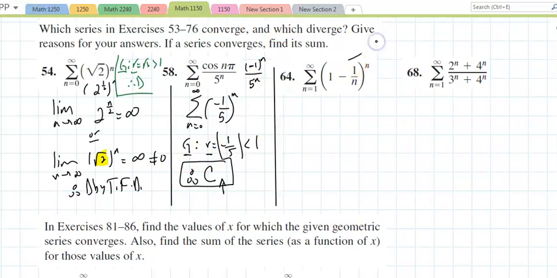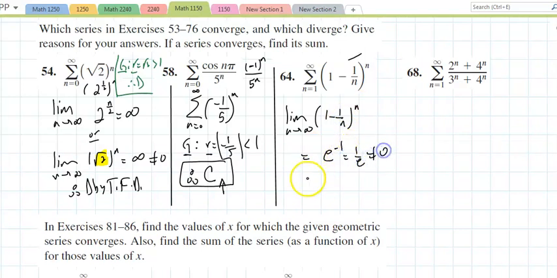This came up. I could use L'Hopital. You're allowed to say the limit as n approaches infinity of (1 minus 1 over n) to the n is e to the negative 1, which is 1 over e.